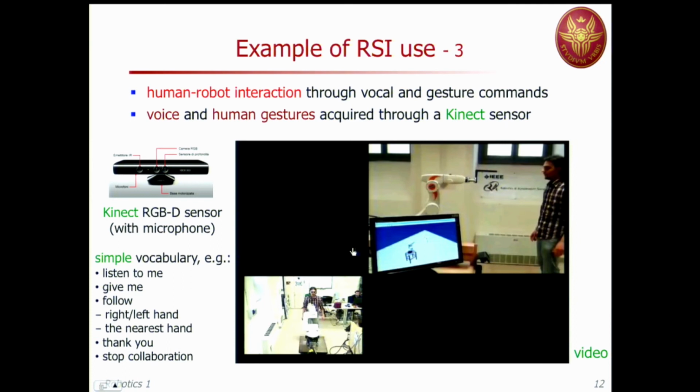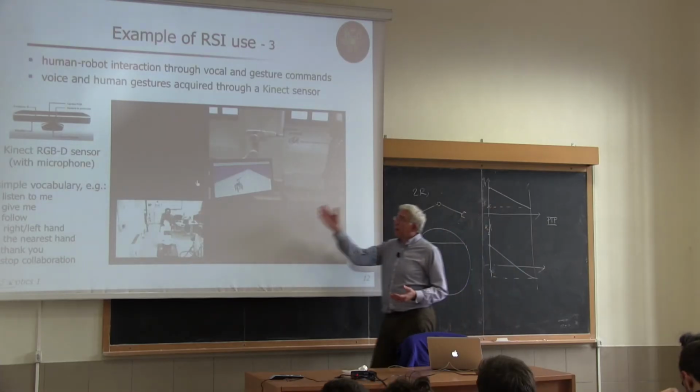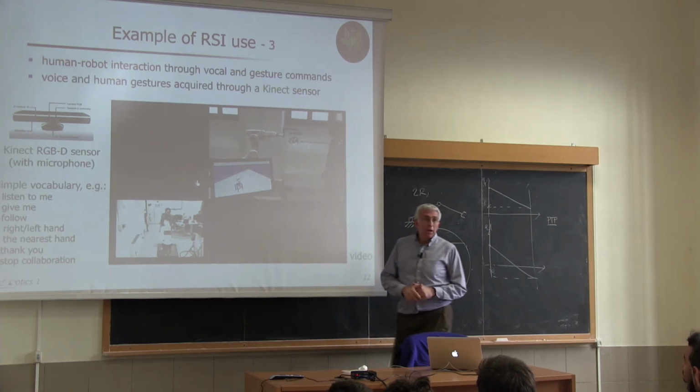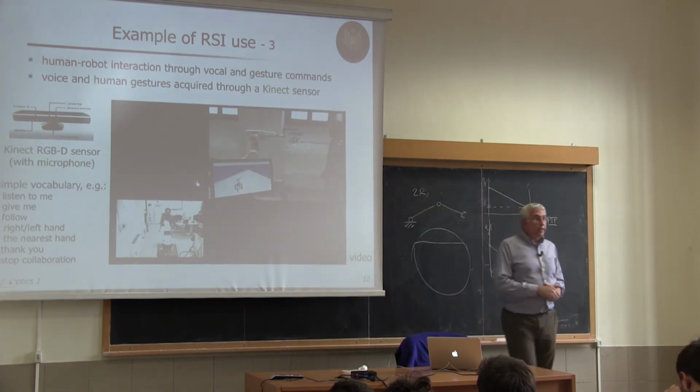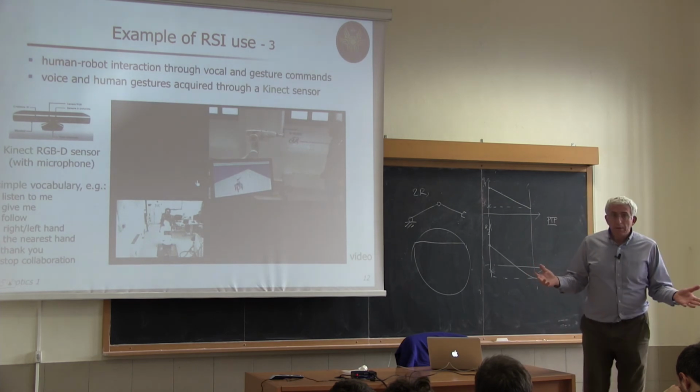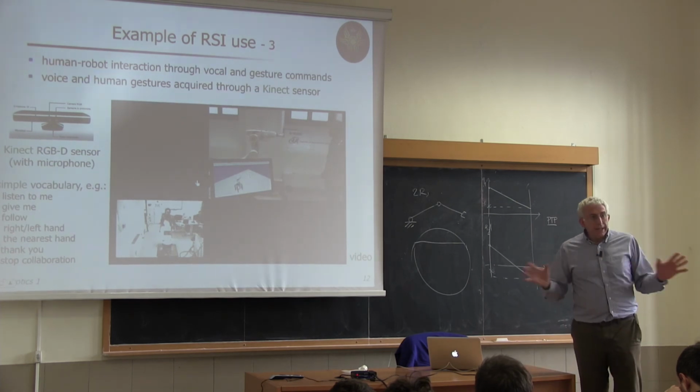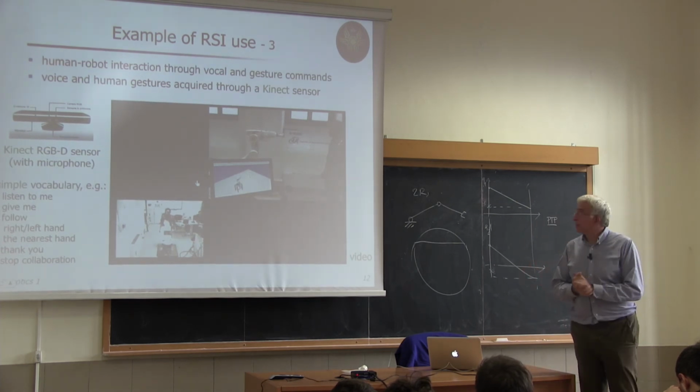This is maybe more interesting. This is a master thesis of Emanuele Magrini some years ago. Now he's doing the PhD with us, dealing with human-robot interaction and some additional stuff. So he was giving both vocal commands and gesture commands to the robot. These were recognized by a Kinect, which was tracking his hands.